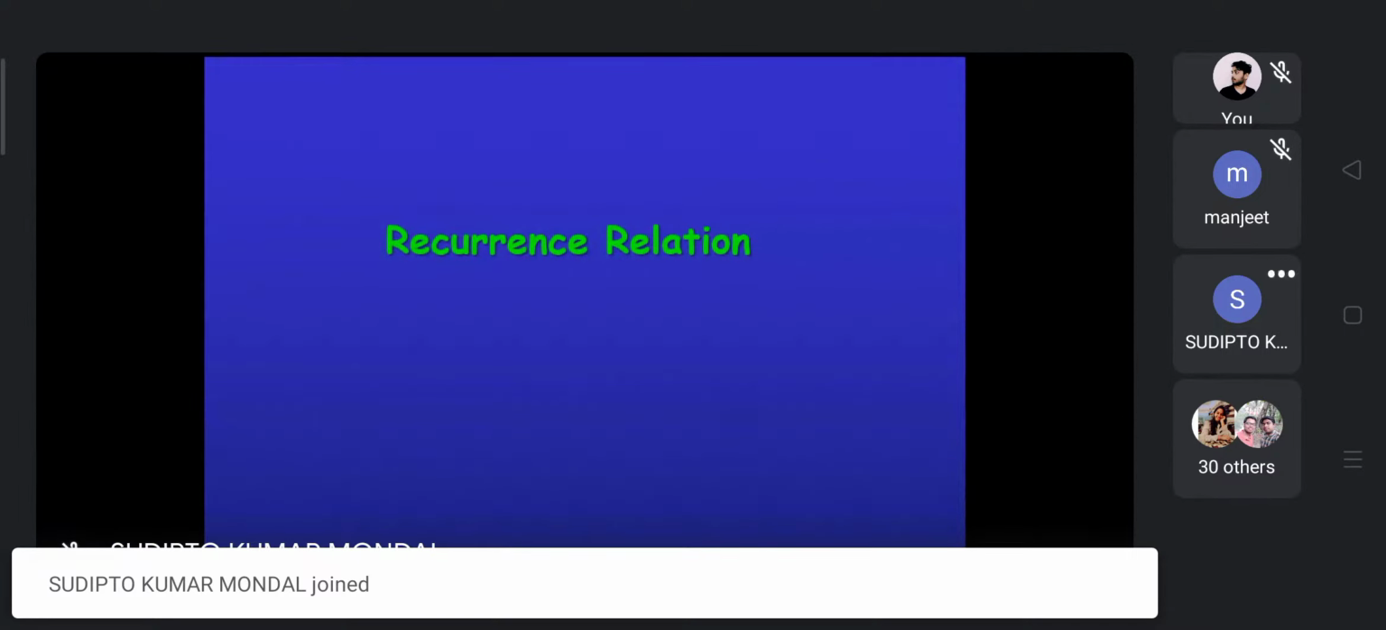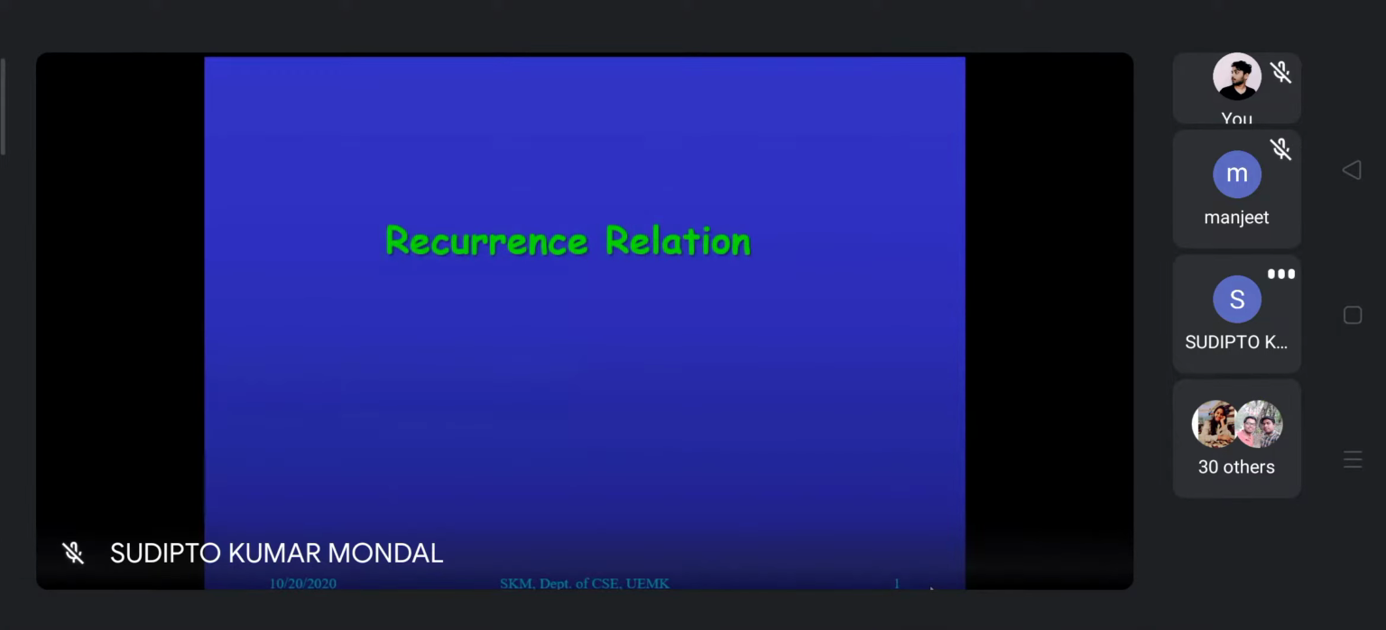Okay. So today primarily we'll discuss a topic that, as I mentioned, is advanced counting technique. I hope the screen is visible to all. It is written recurrence relation. Actually there is a relation between recurrence relation and advanced counting technique. So what is advanced counting technique? Let me make it clear at first.